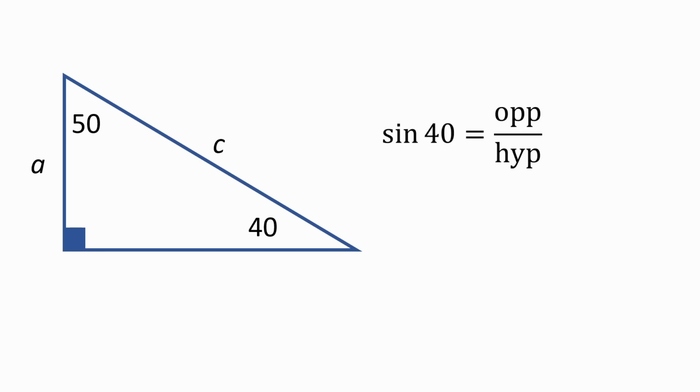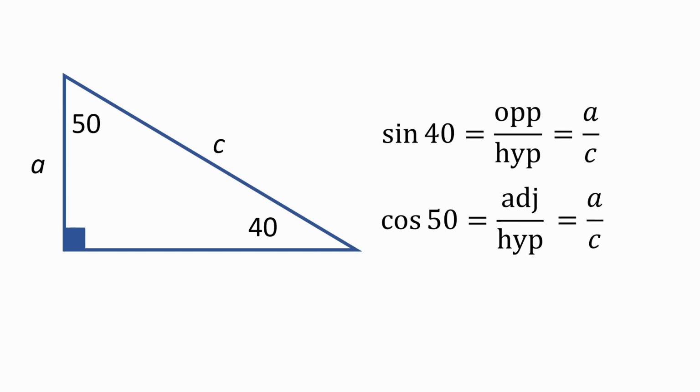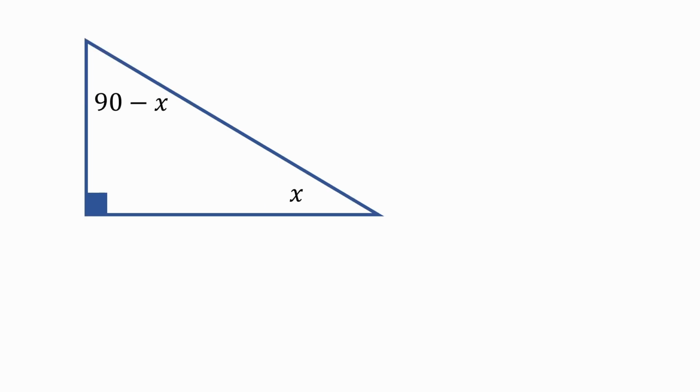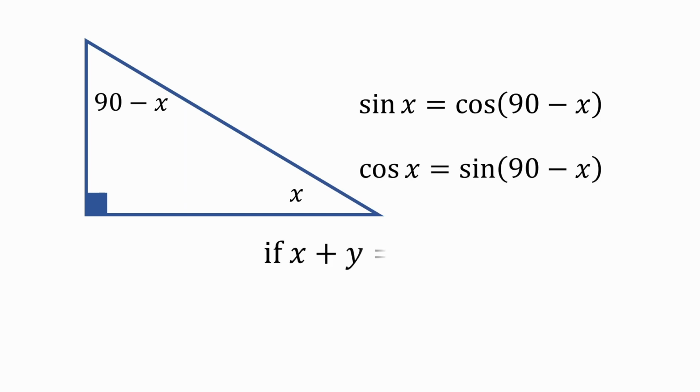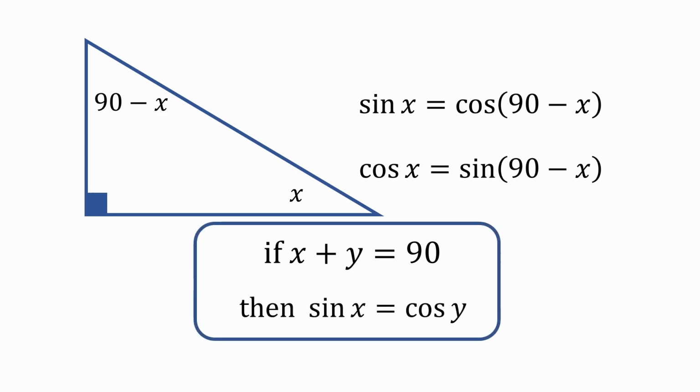Let's take the sine of the 40-degree angle. That would be opposite over hypotenuse, or A over C. Now, something cool happens when you take the cosine of the 50-degree angle. You would do adjacent over hypotenuse, which comes out to be A over C again. So that means, in general, the sine of x is equal to the cosine of 90 minus x, and vice versa. In other words, if two angles add up to 90 degrees, then the sine of one of those angles equals the cosine of the other.